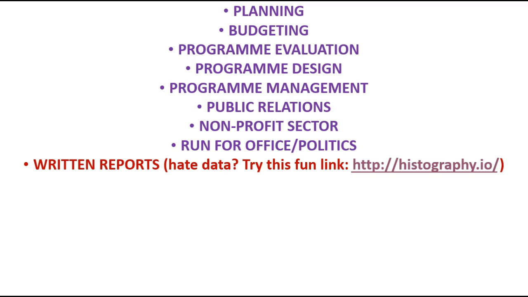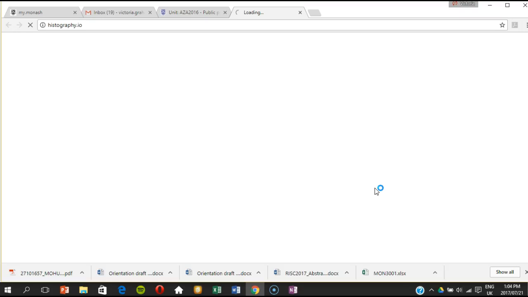Okay, now if you hate data, I understand. A lot of people do. But I want you to try and have a look at this link over here. And it's a fun link. It's basically histography.io, and it looks at understanding different events in history over time along a graph. So let's see if this loads quickly enough for us to have a look.